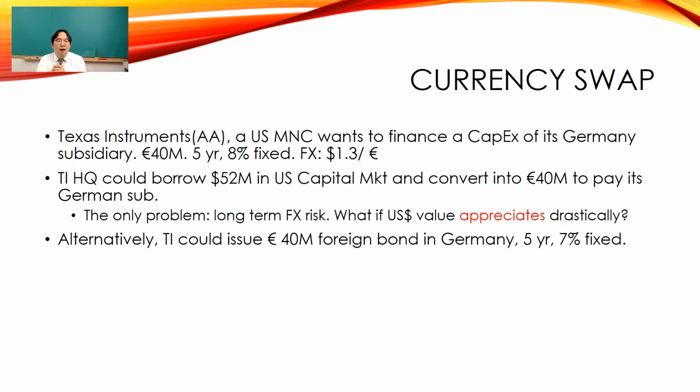You're in trouble. Alternatively, TI could issue 40 million euro foreign bond in Germany so that the German subsidiary, you finance yourself on your own, okay? It's like you're a grown-up baby, okay? You're not a grown-up baby. You're already a grown-up enough so that you can finance yourself in that local market. Good luck, my kid, all right? 5 years. And then it turns out in the local market, they can only borrow at 7% rate fixed, okay?